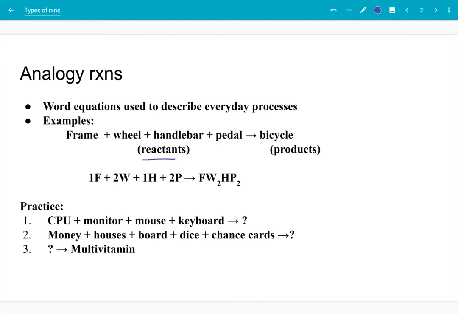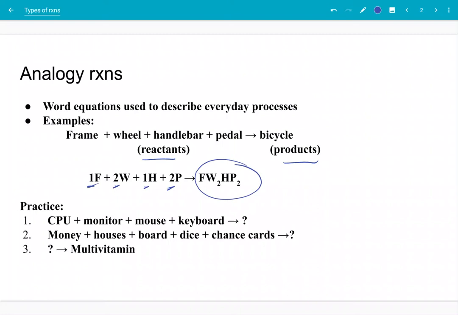And so the left-hand side is reactants, the right-hand side is products. We could actually include coefficients in front to describe, like, one frame, two wheels, two pedals, etc. And then this would be the equivalent of a bike if we use the symbolic form of FW2, HP2.